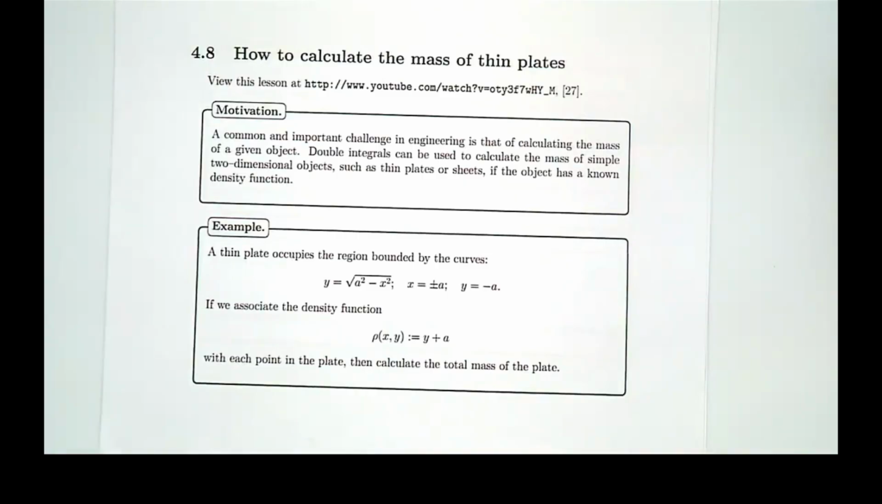So one of the classic applications of double and triple integrals is determining things like total mass. So what's the most simple formula for mass? The total mass is density times volume. Right?